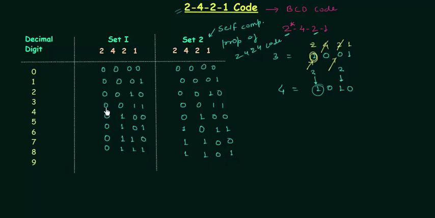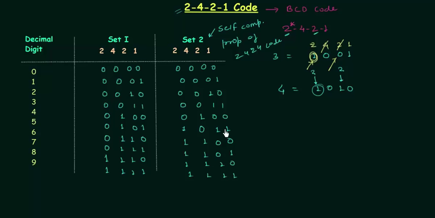Let's move to 8. In set number 1, 8 is represented like this. And in set number 2 also, we will represent 8 like this. So the representation of 8 is the same in set number 1 and set number 2, and finally 9 is represented like this, because there is no other way to represent 9, because 9 is the maximum possible sum. 2 plus 4 plus 2 plus 1 is equal to 9.